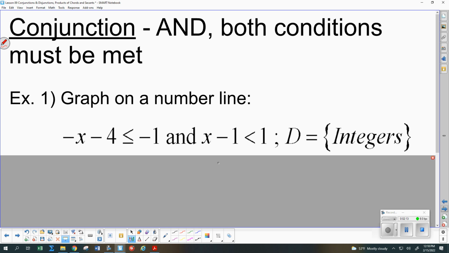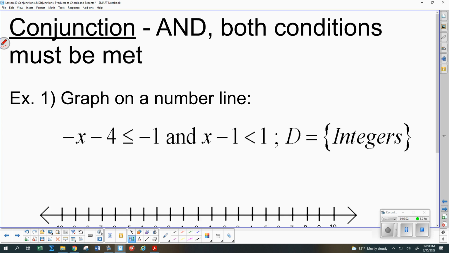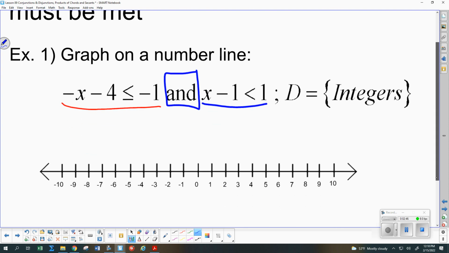So that's going to be a conjunction. Both conditions have to be met. So if you look at what I've got here, we have one inequality, then we have a second inequality, and we have the word "and" in between them, so it is a conjunction. Both conditions have to be met. So first thing we have to do is to simplify the inequalities so we have x all by itself, not minus x, not x plus 4, or whatever else might be going on.